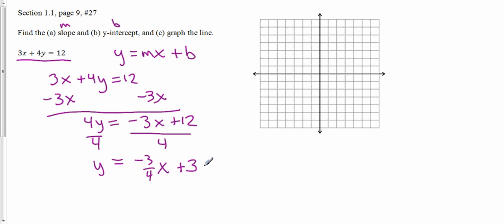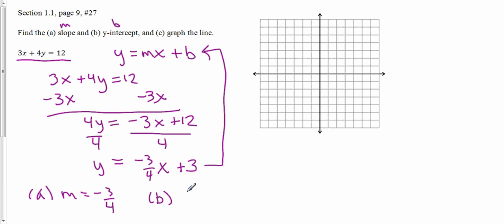And if I compare this equation, which is y equals, to my equation for a line, then I can figure out what the slope and intercept are. So the slope is going to be the coefficient of the x here. So m, the slope, is going to be negative 3/4. And for part B, the y-intercept b is whatever this constant is. So it's equal to 3. And we have the first two parts of the problem answered.